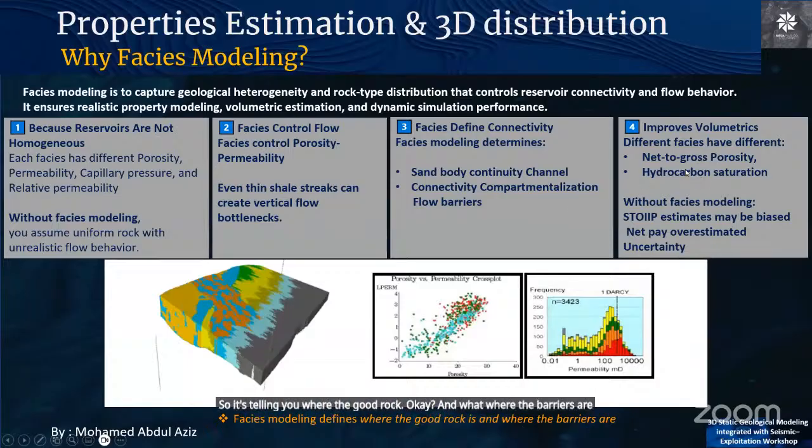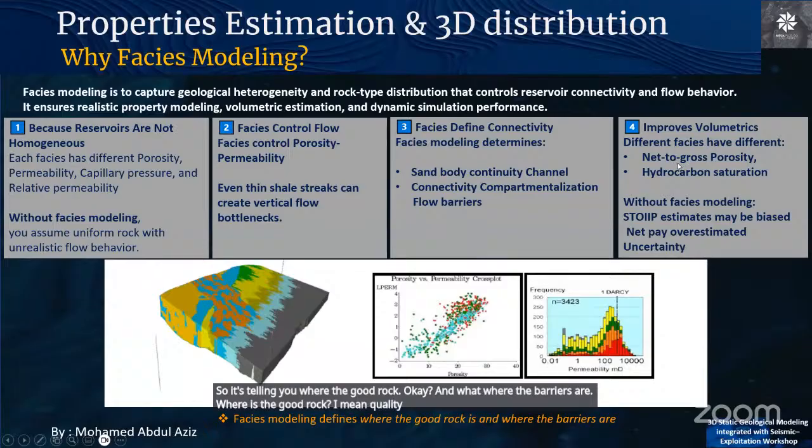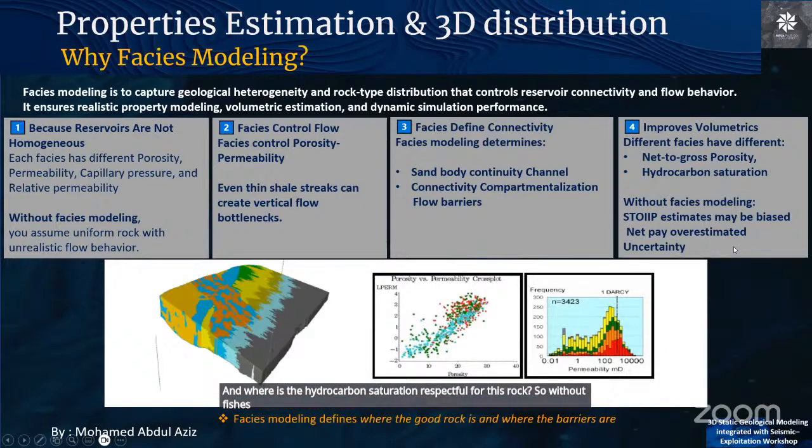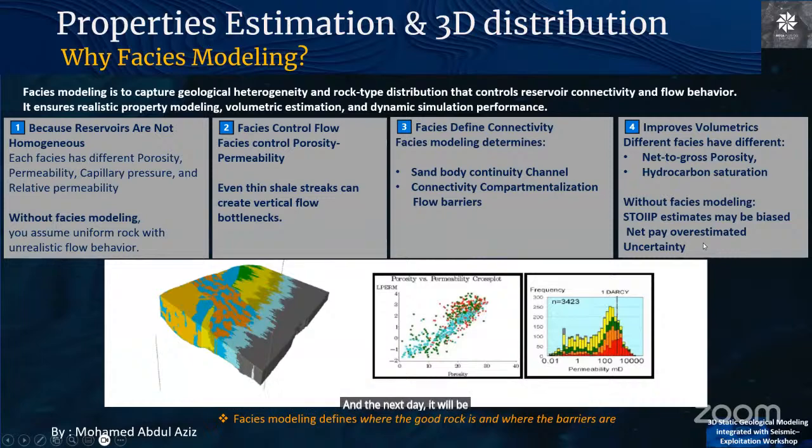Where is the good rock? I mean quality. Here is the quality. And where is the hydrocarbon saturation respective to this rock? So without facies modeling, the STOIIP will be biased, and the net pay will be overestimated, and you will have a lot of uncertainty.